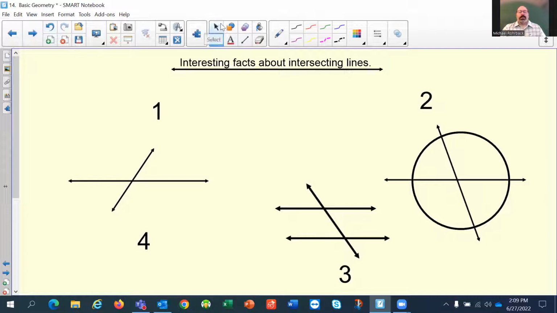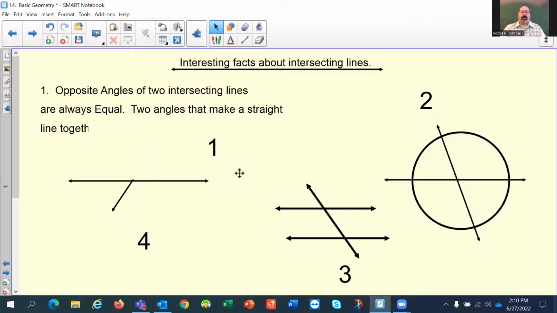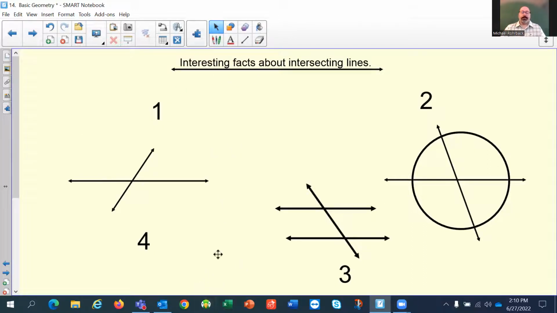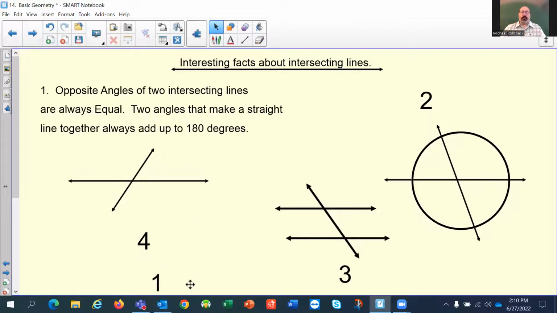Let's talk about some interesting facts. And these are some things, again, these are your softballs. This is your low-hanging fruit of the GED test. If you can get some of these questions, this is great. So let's talk about some interesting facts about intersecting lines. So we're going to move this down here. Stay down there, buddy. All right.